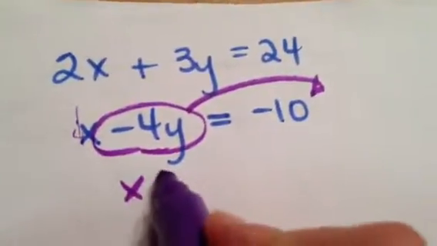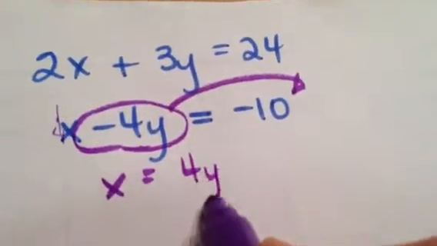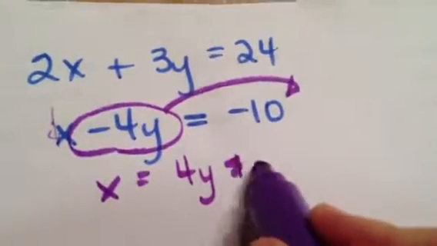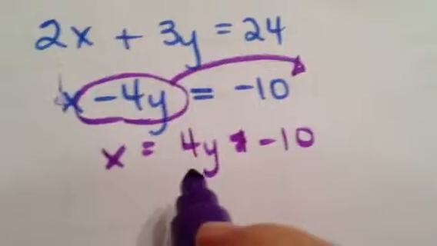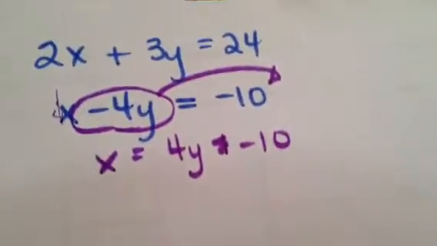So this is what you've got. X equals a positive 4y. Oops, that's still a minus 10. Sorry. That's what I get for trying to hold the camera by myself.